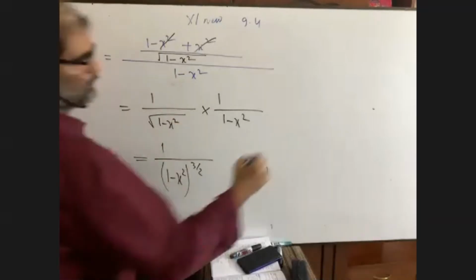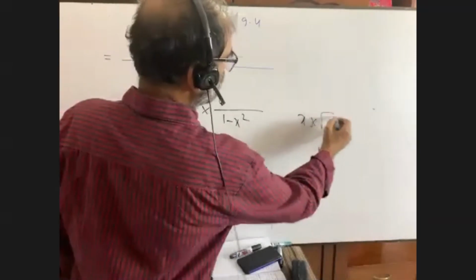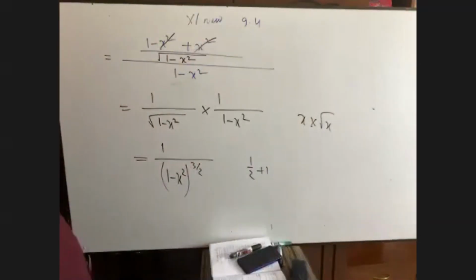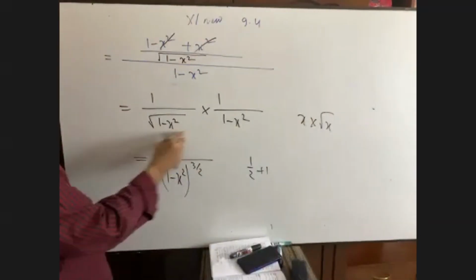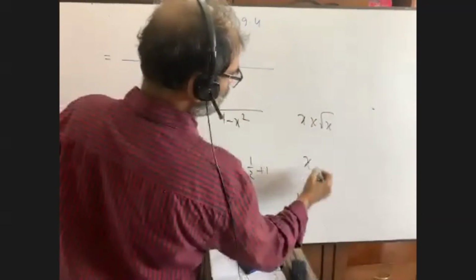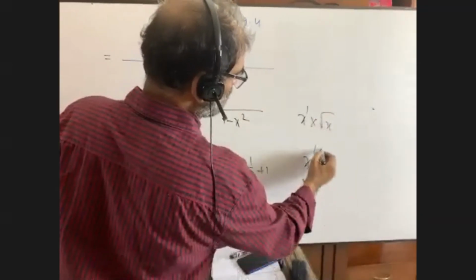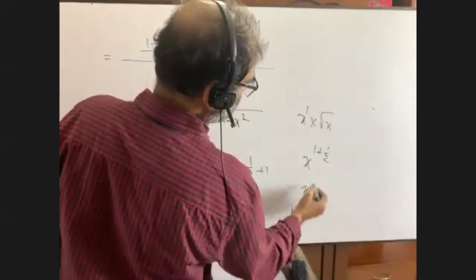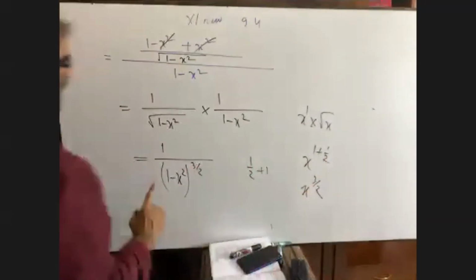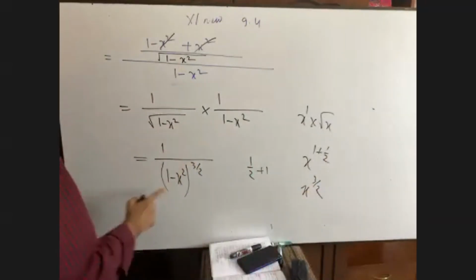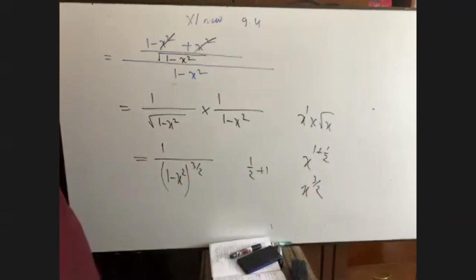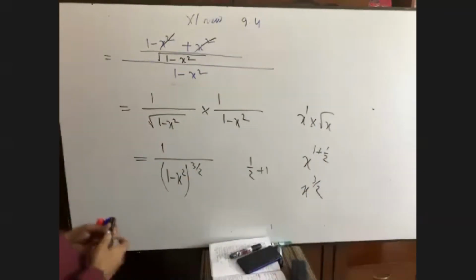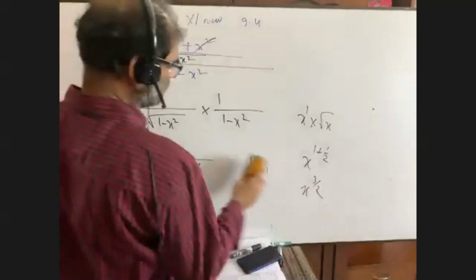I mean, x into root x equals to what? It is x, and root x is x to the power half. So 1 plus half, that means x to the power 3 by 2. So in this way, it is 1 plus half, that is 3 by 2. I think you have got it. And this is the answer.